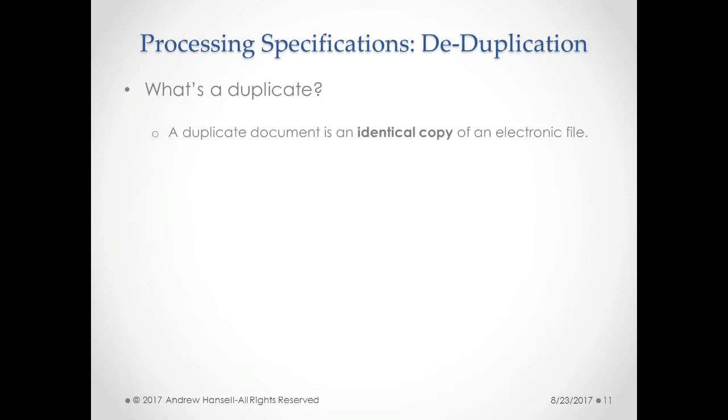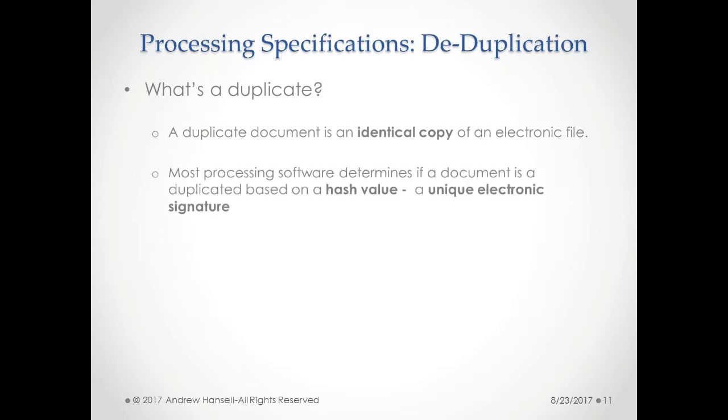Another processing specification that's important, and we're going to dive into it a little deeper because it has some real consequence in your database, is deduplication. Before we talk about deduplication, I think it's helpful to talk a little bit about what a duplicate document is, because it's actually, like many things, more complicated than you might think. A duplicate document is an identical copy of an electronic file, but most processing software determines that a document is a duplicate based on a hash value, which is a unique electronic signature on a file. Every file has this unique value, essentially a digital fingerprint that will help you keep track of which files are really the exact same and which ones are not.